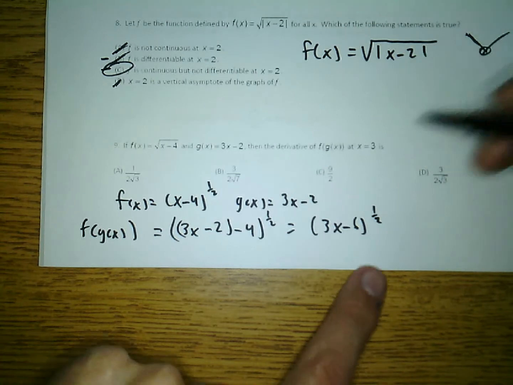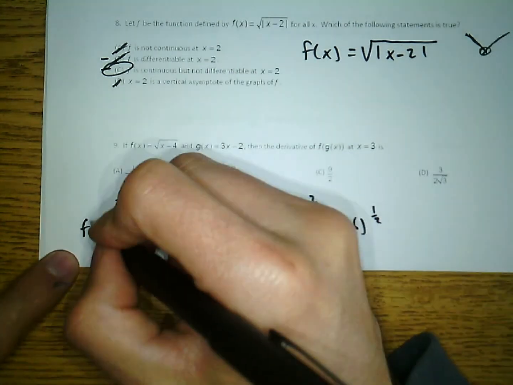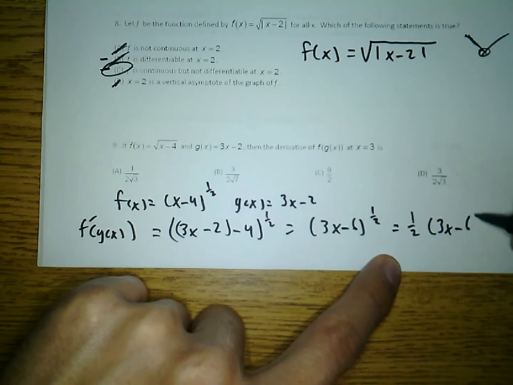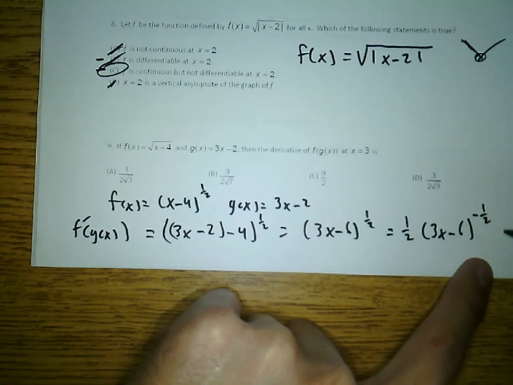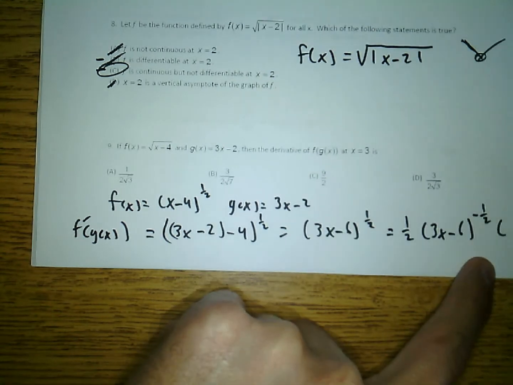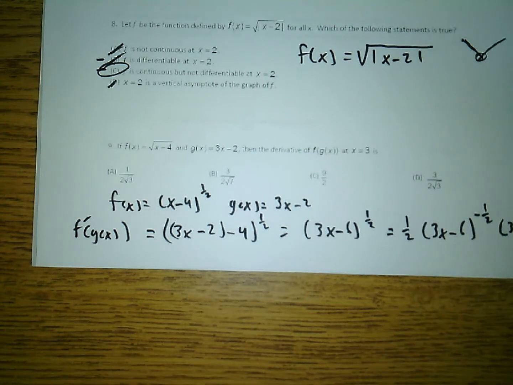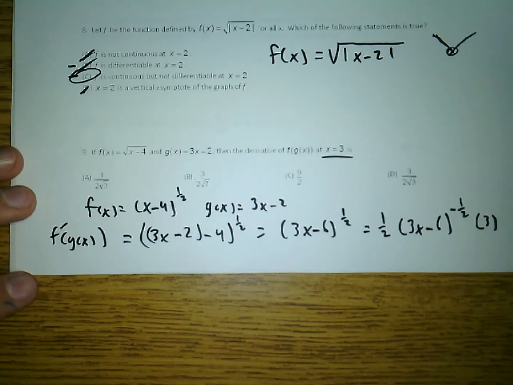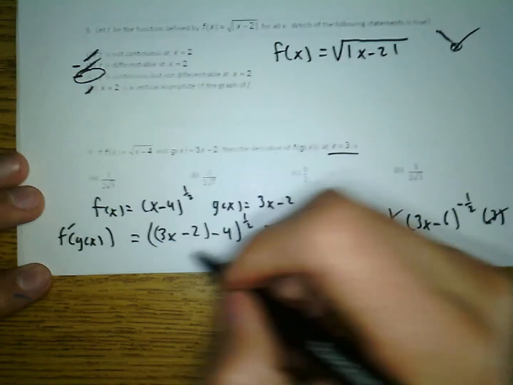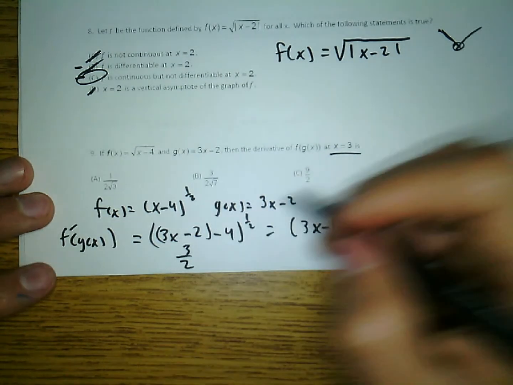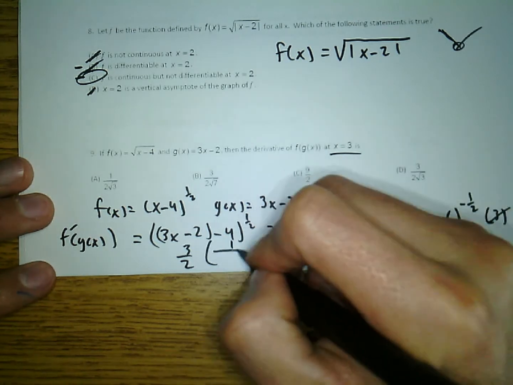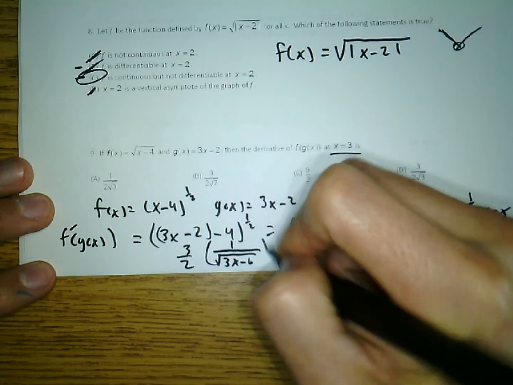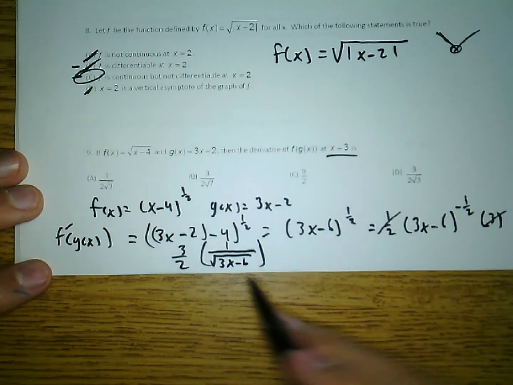Then you're being asked to find the derivative. So we're going to take the derivative of this. That's going to equal 1/2 times 3x minus 6 to the power of negative 1/2 times the derivative of 3x minus 6, that's 3. And then you're being asked to evaluate it at x equals 3. So I'm going to go ahead and clean this up a little bit. This 3 and this 1/2 is literally 3 over 2. And then this is just 1 over the square root of 3x minus 6.